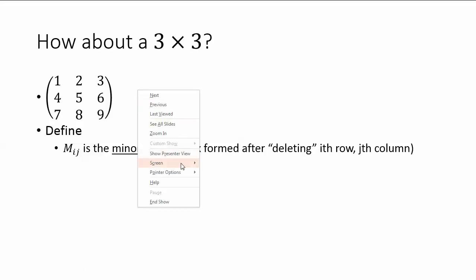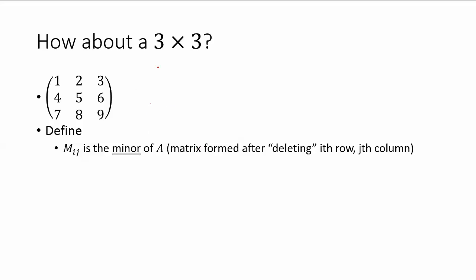So for example, if I wanted to look at M12, that would be the matrix that would be left over if I crossed out the first row and the second column of that matrix. So M12 would be the result 4, 6, 7, 9. That would be the resulting, what we would call the minor.